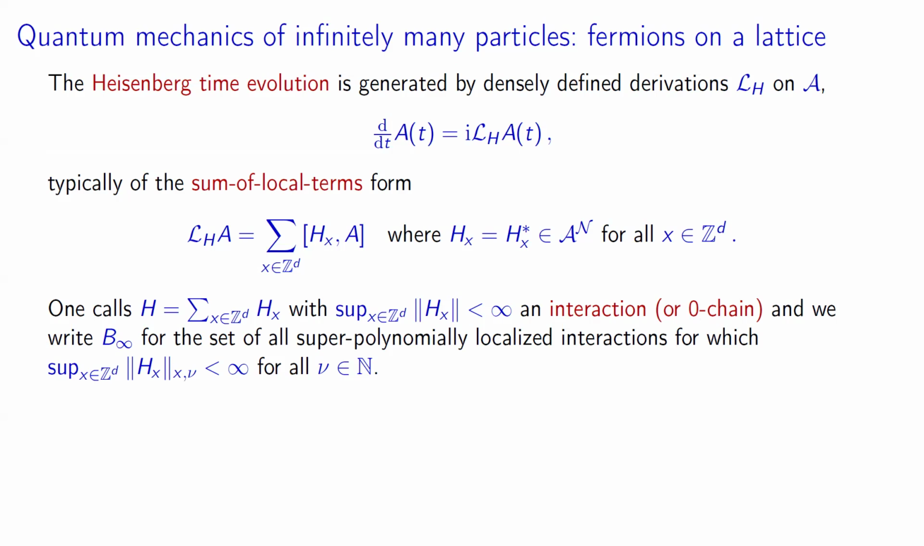And such an object, I mean, this is just a formal sum here that will not converge within the algebra, and it will not converge as a bounded operator. But this is what you usually know as the Hamiltonian in Fock space, as an unbounded Hamiltonian. We will not think about this as an unbounded operator in Fock space, but these kinds of objects are usually called in this context interactions, or nowadays some people like to call them zero chains.